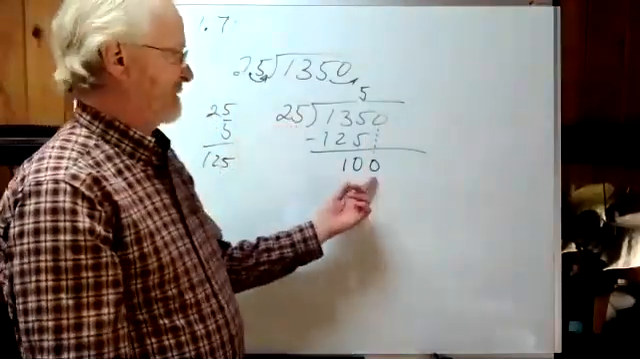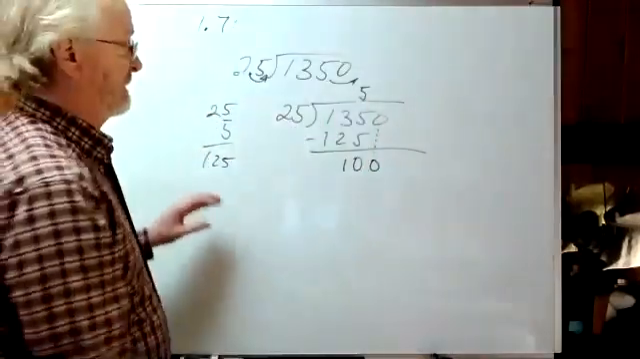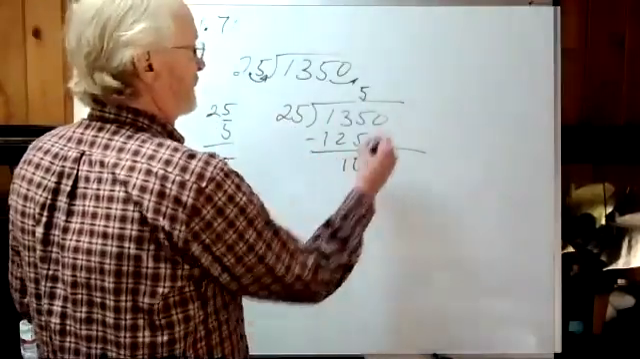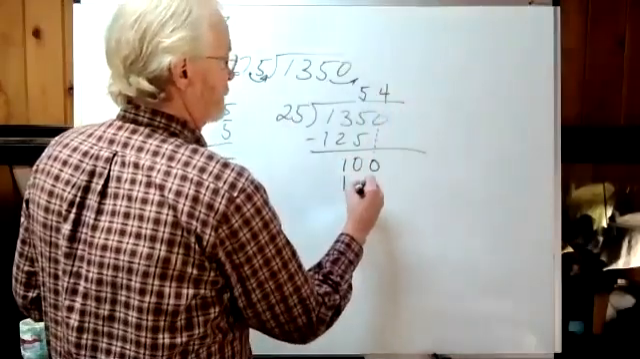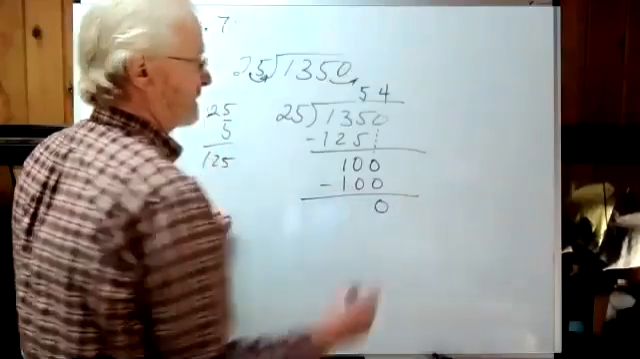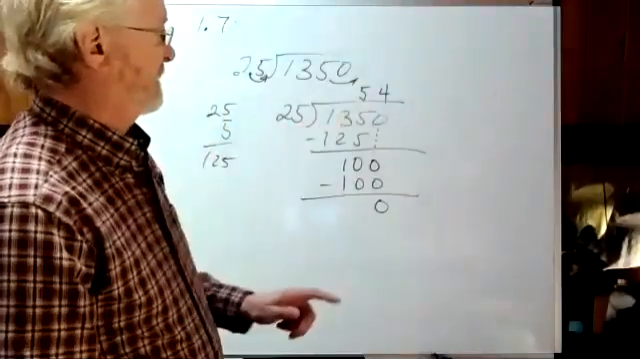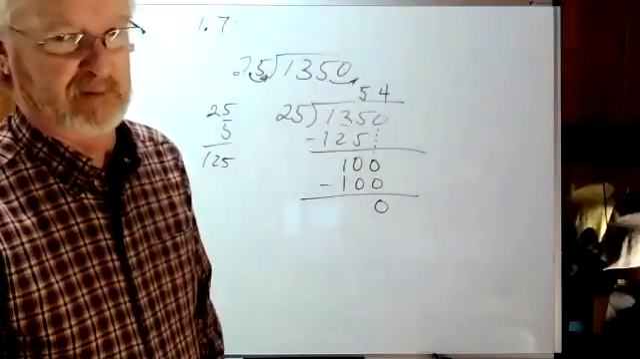How many 25s can I get into 100? Well, I made this up. How nice. Works out exactly 4 of them. 4 times 25 is 100. Subtract again. There is no remainder or leftover. 25 times 54 turns into 1350.